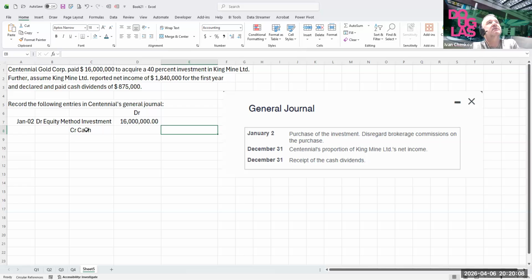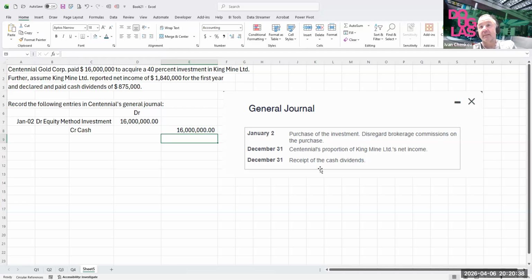Can I invest in a company by giving them revenue? No. Can I invest by giving them accounts receivable? No. Can I invest by giving them accounts payable? No. Can I invest by giving them depreciation? No. Can I invest by giving them an asset? No. What do people want? They want cash. If you want to invest, show me the money. 16,000. 16 million in this case, sorry.